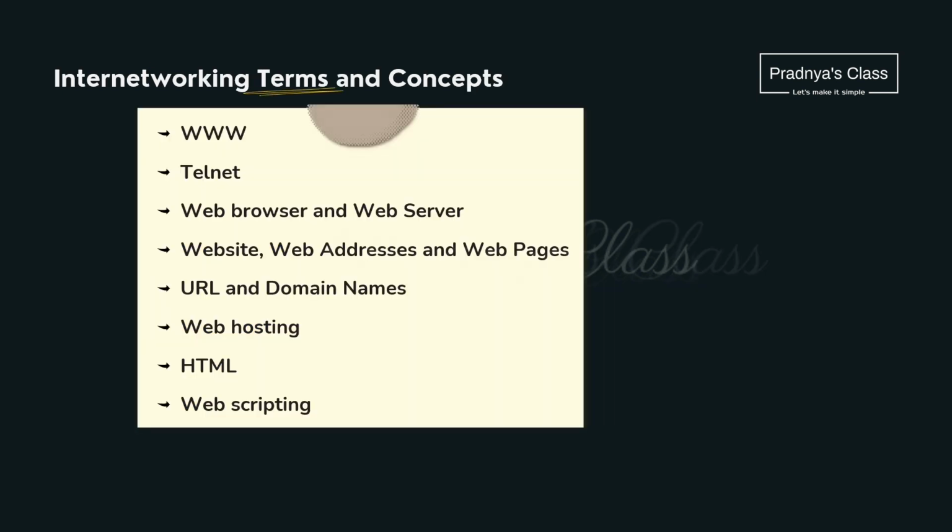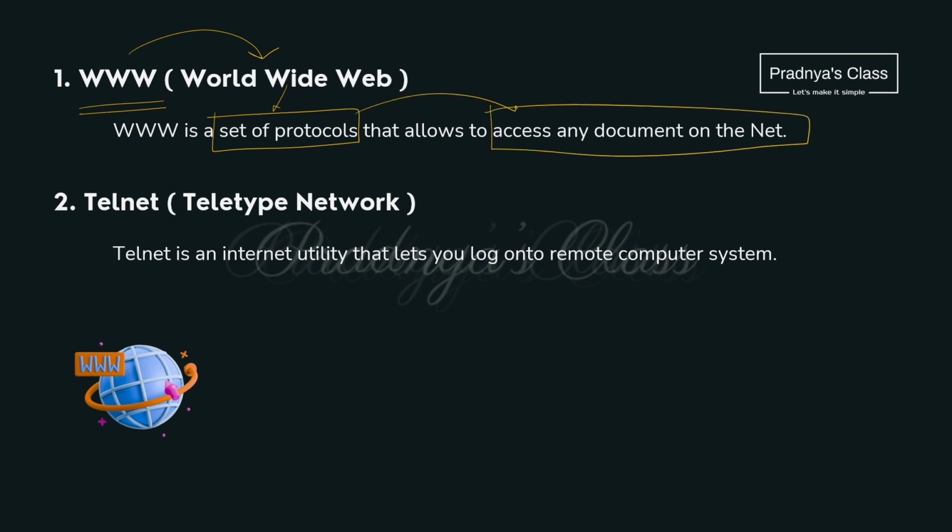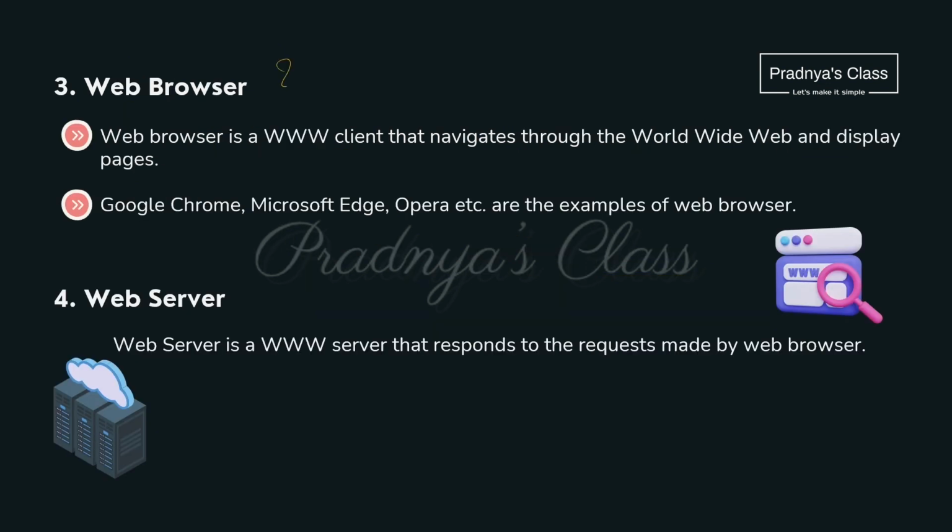Now let's discuss some of the terms and concepts related to internetworking. These are quite familiar terms. The first is WWW. Full form is World Wide Web. It is nothing but a set of protocols that we will be following to access any document on the internet. The second is Telnet. Full form is Teletype Network. It lets you log into a remote computer system. What's the web browser? It is used to display web pages.